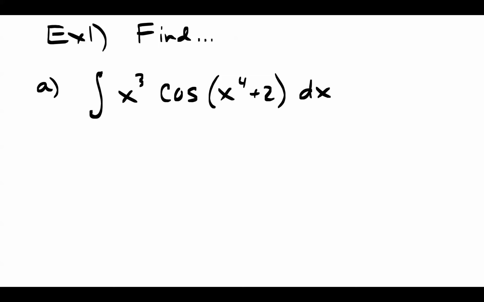So the question is this: what is the inside function? X to the fourth plus 2. Perfect. So that is going to be our u function. u is x to the fourth plus 2. What is the derivative of u? 4x cubed. Perfect. du is equal to 4x cubed dx, and that's it, because the 2 goes to a 0.